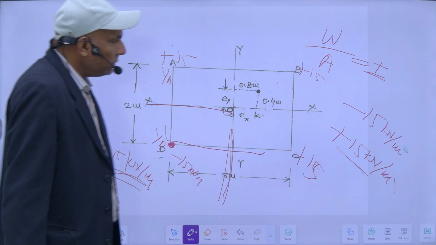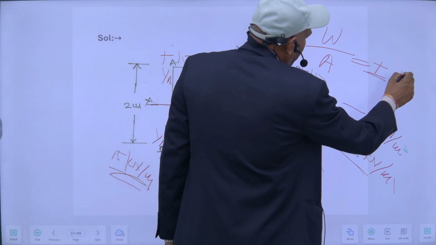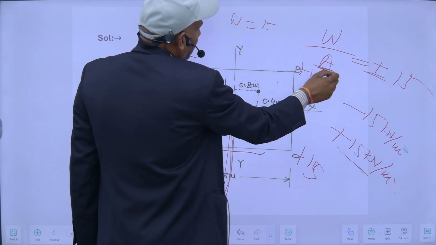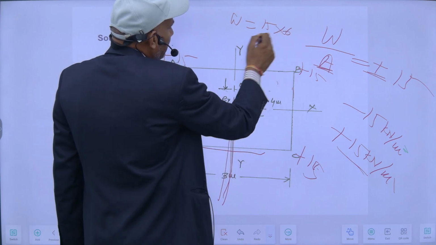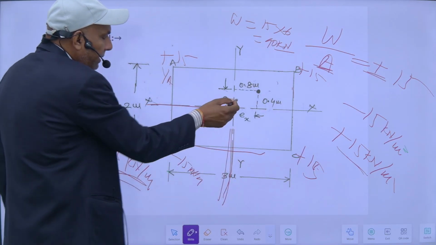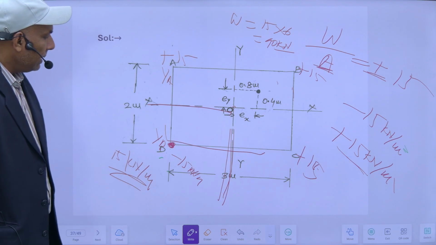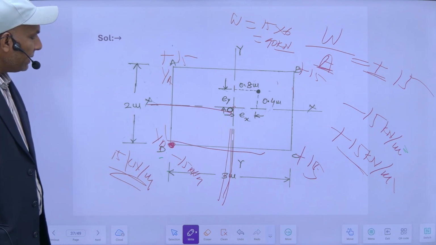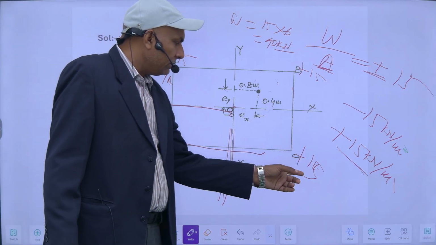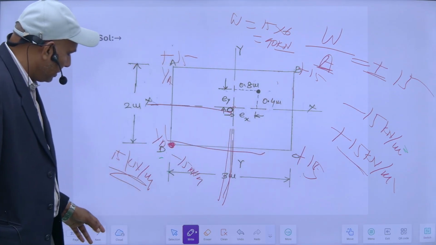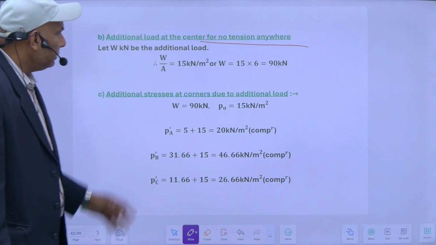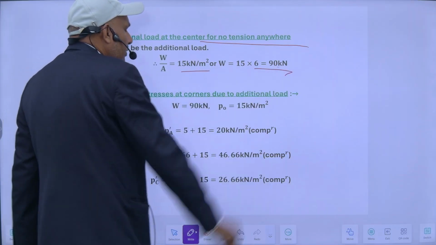So how much additional load? It means W upon A should be equal to 15, and W is equal to 15 into this area. Area is 2 into 3, which means 90 kilonewton load I have to apply additionally at the center of this pier, so that my stresses at all the corners are throughout compressive, no tension. So this stress will become 0, and there will be a further addition of 15 kilonewton per meter square at all the other corners.